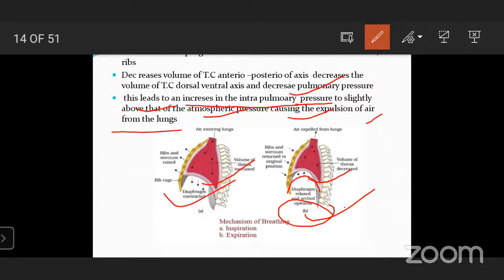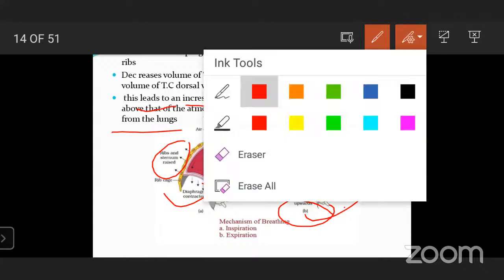So in inspiration the ribs and sternum are raised, but here, with relaxation of the diaphragm muscles and the external intercostal muscles, the ribs and sternum return to the original position. So automatically the intrapulmonary pressure is increased due to this reason. Then what happened? Air is expelled from the lungs. So this is about expiration.